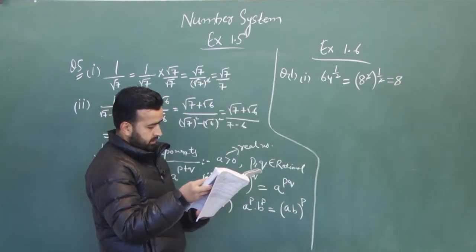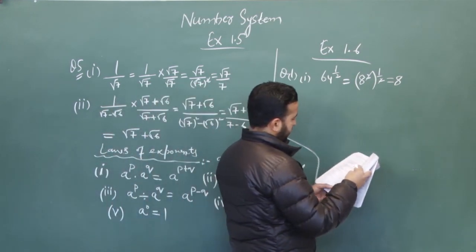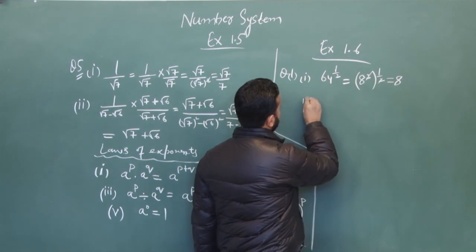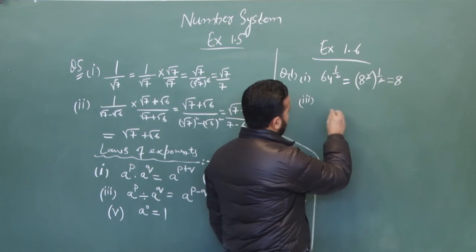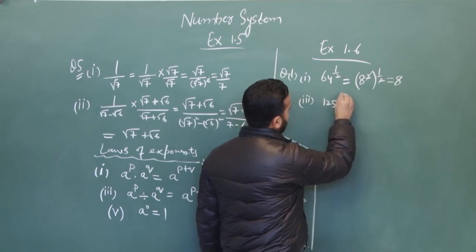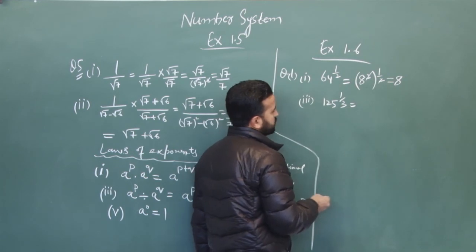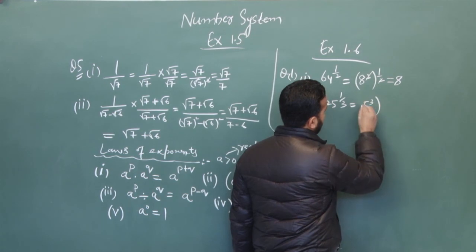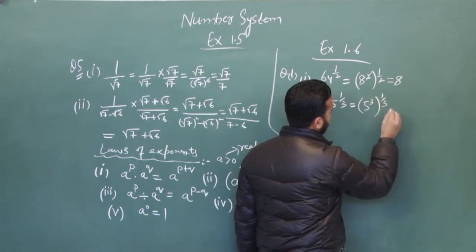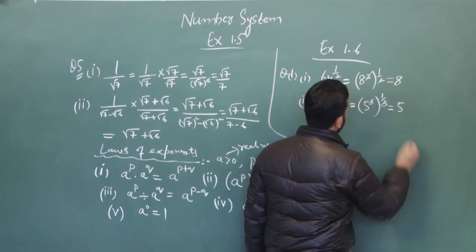Similarly, we can take one more example. Let us take the third part. That is, we have 125 raised to the power 1 by 3. This 125 can also be factorized as 5 raised power 3 whole multiplied by 1 by 3. That 3 and 3 will be cancelled here, so the result will be 5.